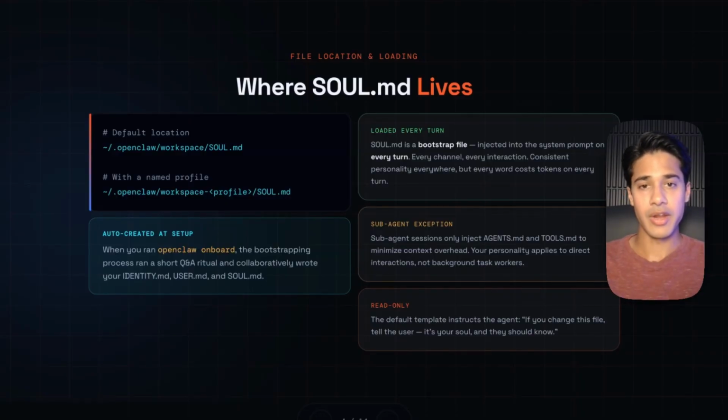Now, 2 things worth knowing here. The sub-agent sessions don't load the Soul Markdown file at all. They only inject the agents and tools to keep context small, so your personality applies to direct interactions, but not the background task workers. And the default template's continuity section has a nice touch, where it instructs your agent, if you change this file, tell the user it's your soul and they should know.